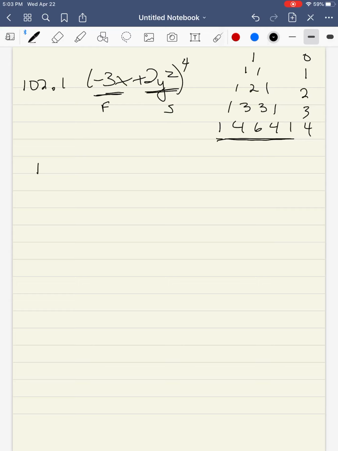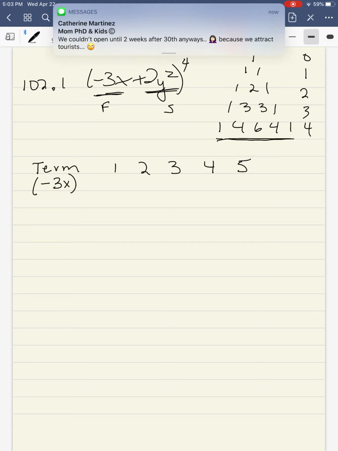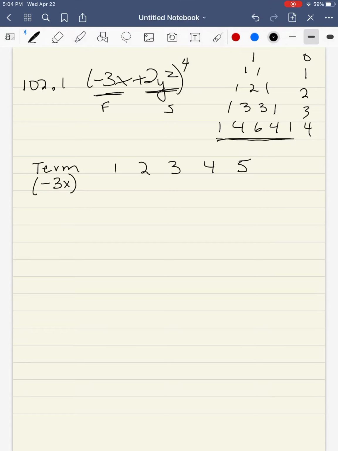Remember it's to the 4th power, so how many terms are we going to have? We're going to have 1, 2, 3, 4, 5. There's always one more term than the power that you're raising it to. The first term, and I'm just going to write negative 3x here so we don't forget, and the second term is 2y squared. That's so I don't forget what the term is that I'm going to substitute in there.